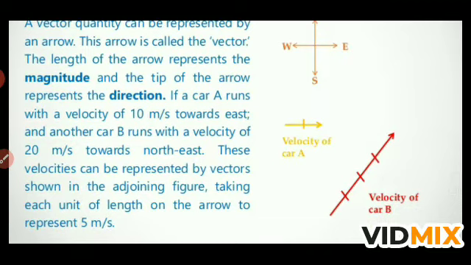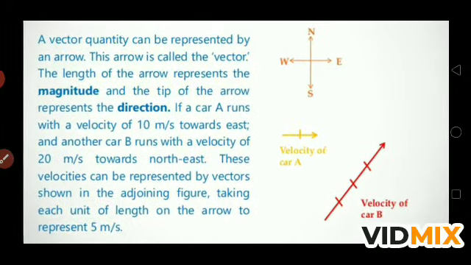These velocities can be represented by vectors shown in the figure, taking each unit of length of an arrow as 5 meter per second. In the yellow color, you are seeing one line, that is the velocity of car A, 10 meter per second, and the unit is 5 meter per second, means the length of the arrow is divided into two parts. So 2 parts means 10 meter per second. In the red color it is divided into 4 parts and each part is of 5 meter per second, means the length of the arrow is showing the magnitude of velocity 20 meter per second and the direction is northeast.